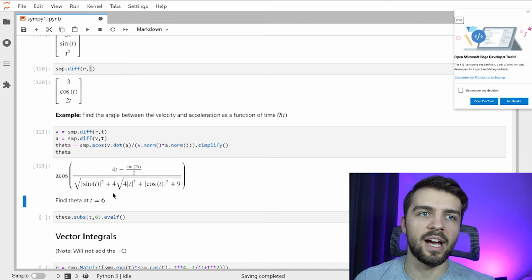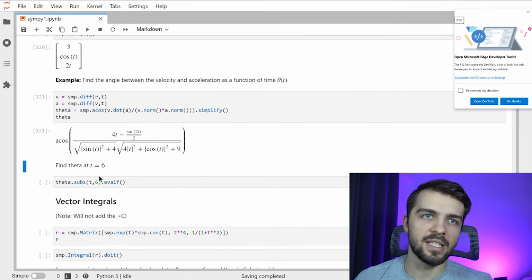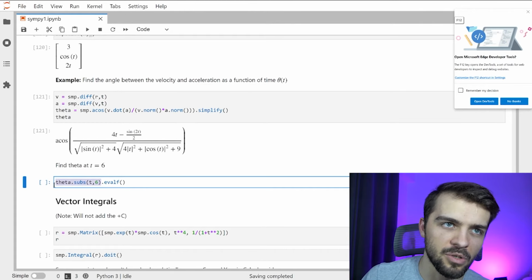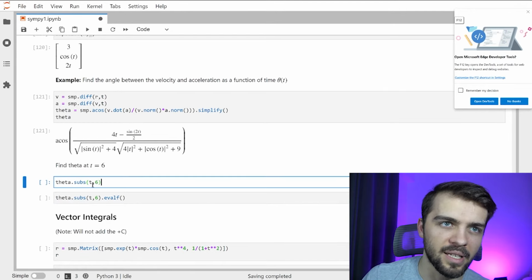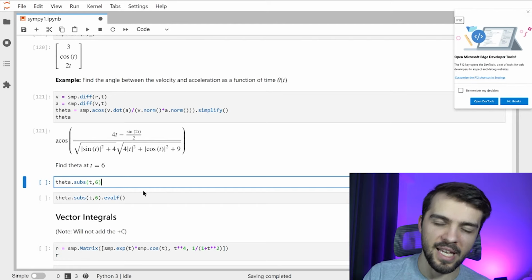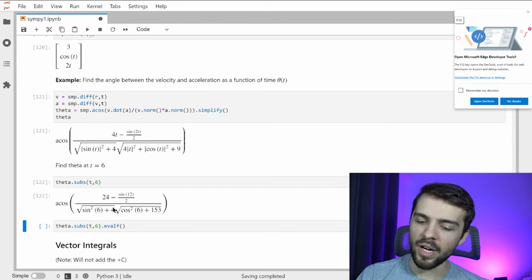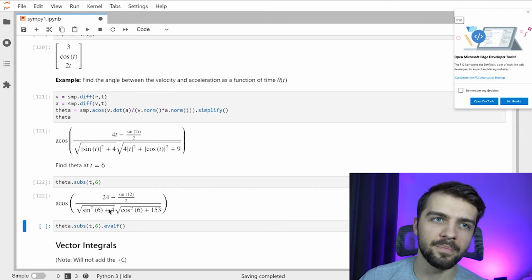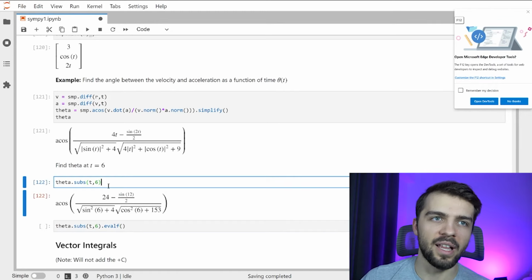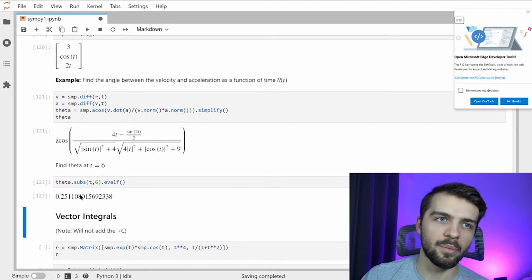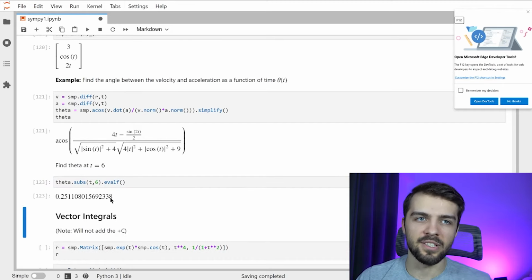And I can find theta at particular values. So I can substitute t is equal to 6, and it will give me a number. If I just substitute this in on its own, it will plug in 6 for t. So whenever there's a t, it replaces it with the number 6. But if I want it as a float in Python, I would call .evalf(). That's another way to express something as a number in SymPy. And then it will actually give me a number like this.